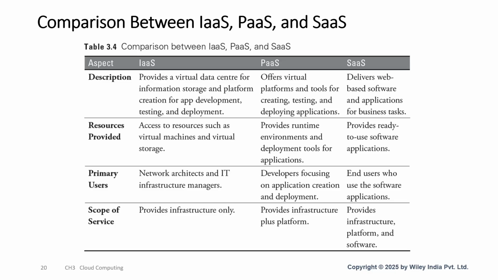Primary users of IaaS are network architects and IT infrastructure managers. So all infrastructure managers only. But if you are a software research engineer, then you are using SaaS, right? For developers, if you are only working as a software developer, then you would be using PaaS most of the times. Then scope of the service: IaaS provides infrastructure only, PaaS provides infrastructure plus platform, and SaaS provides infrastructure, platform as well as software.